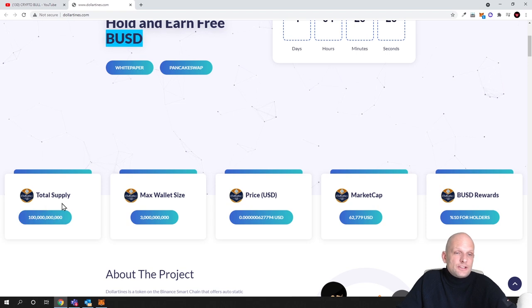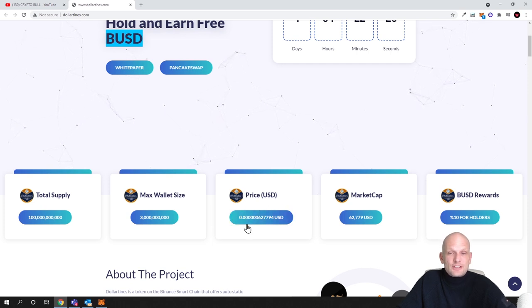Here you can see the total supply of the Dollartines token is 100 billion. The max wallet size is 3 billion, guys. This means that you will not be able to buy more than 3 billion tokens, and this is to protect users from whales. So whales don't buy all the tokens at the first stages of this project and then dump on users who are coming into this project, guys, or who are willing to participate in or join this project.